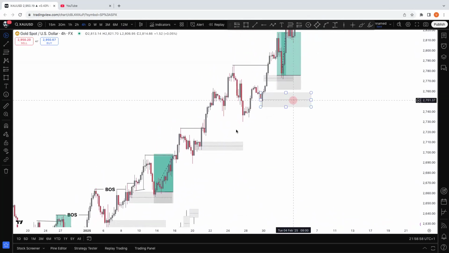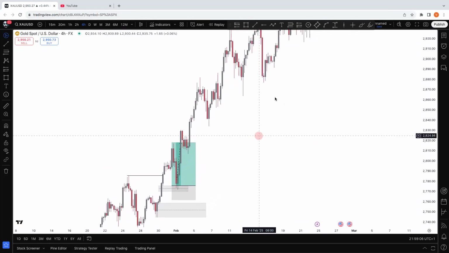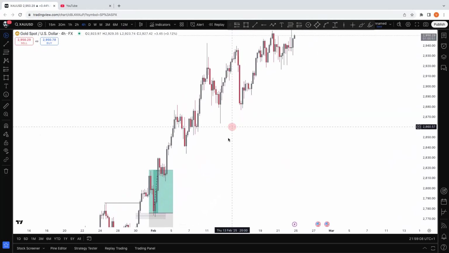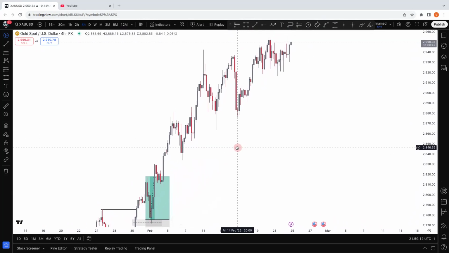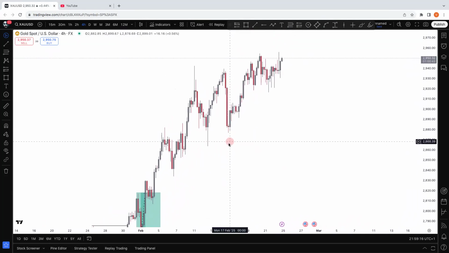So you can see how you can just use this to catch trades. And you can even still be trading other pairs while you're doing this. Price also reacted from an imbalance here, but that imbalance is not something we should consider. Also here, we have a BOS here.